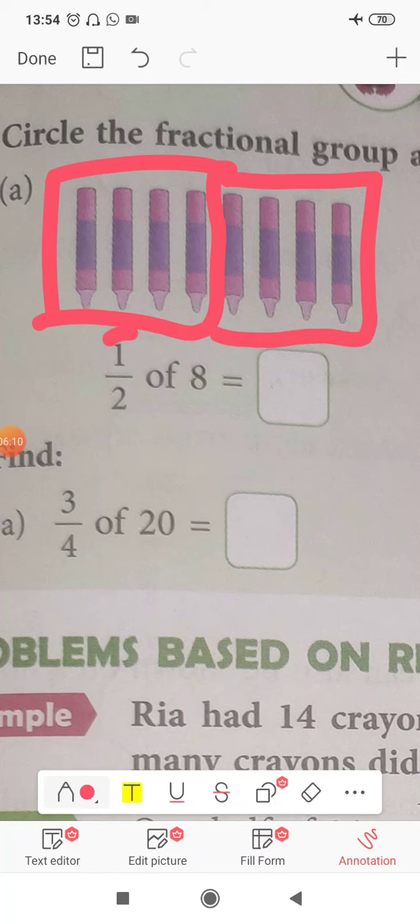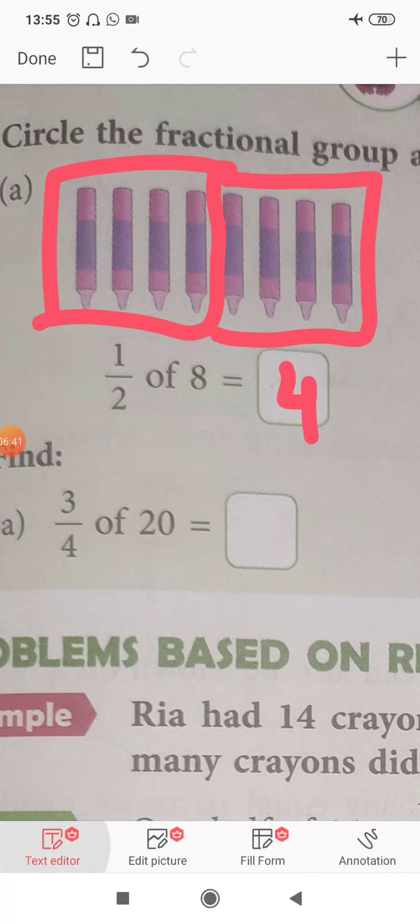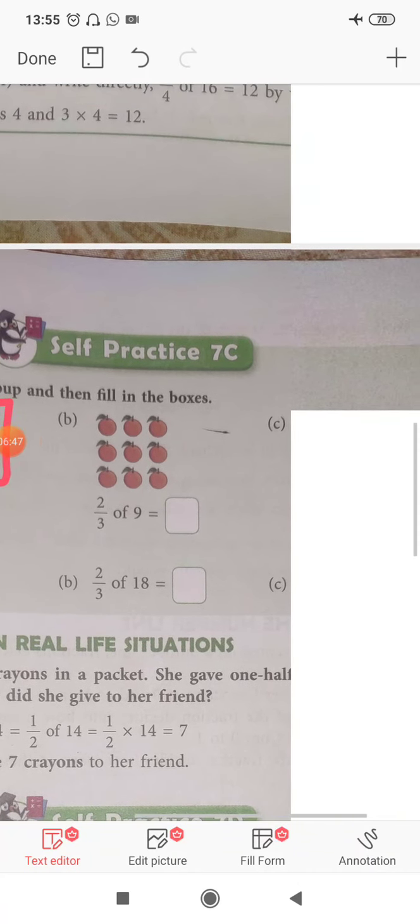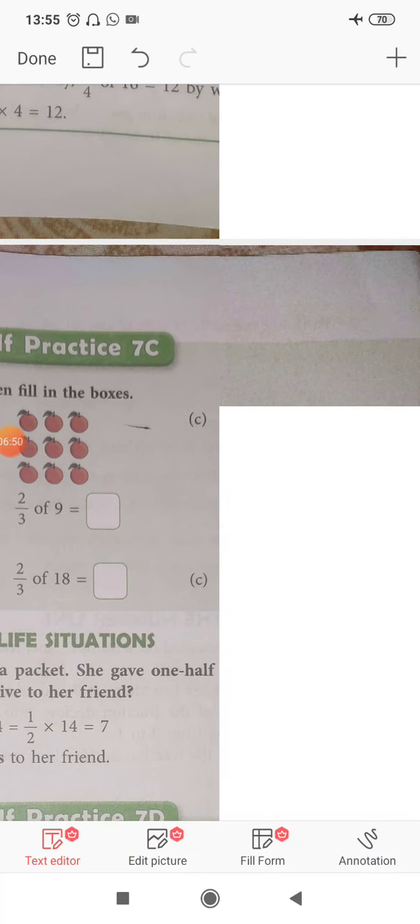So one part of this group is 1 by 2, which means one part of the group. So in one group how many pencils are there? Yes, it is equal to 4. So 1 by 2 of 8 equals 4. Half of 8 is equal to 4. Why? In the denominator it is 2, so we have to take one part of the 2 groups. So in one part of the group there are 4 pencils. Now let's take the second example, then it will be more clear to you. See here.